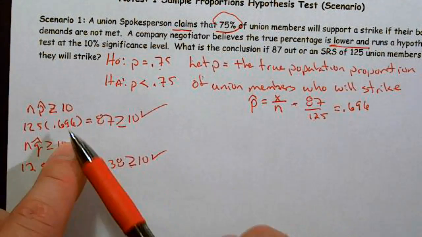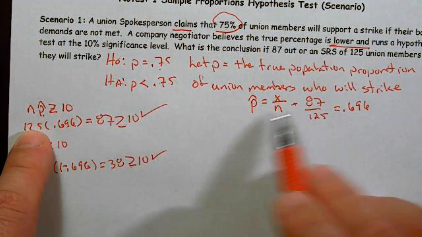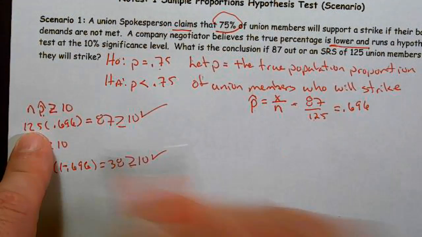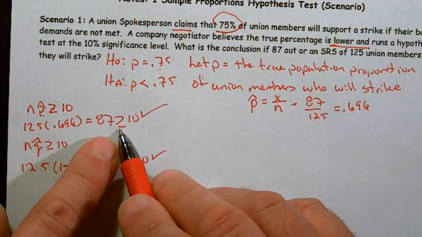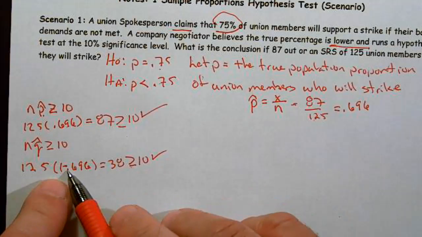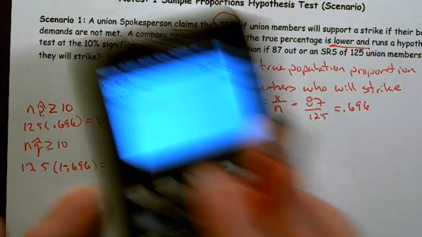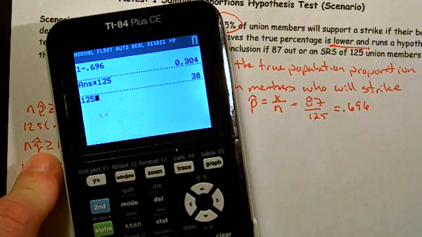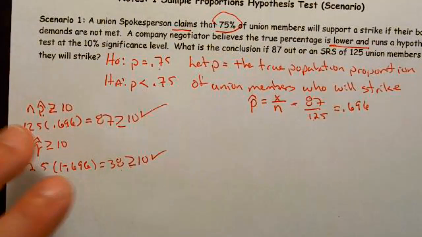But basically, if you're not sure what to do, calculate p hat, because you're going to have to do it anyway. Calculate p hat and multiply by the sample size. And it's like, oh, it's greater than 10. 1 minus p hat is 38. Now, I could have just gone, in this case, 125 minus 87, and I would have been good to go. All right. Anyway, both are greater than 10, so we are good to go.